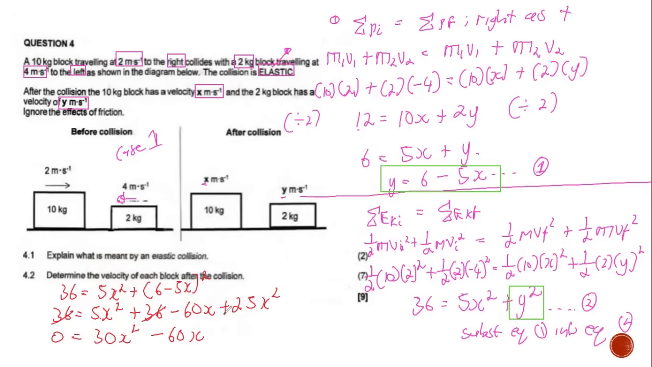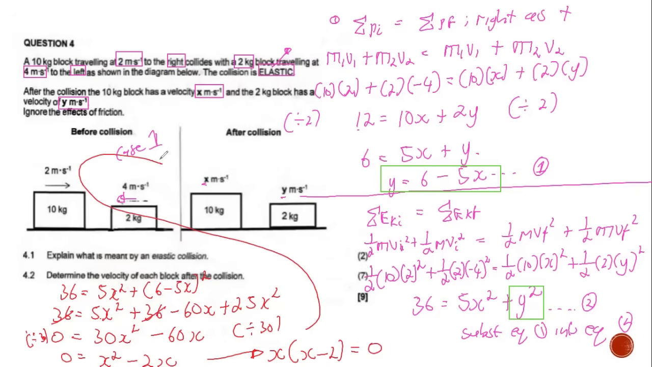Interesting. Then if we divide both sides by 30, then obviously we still have our 0 here. If we divide this by 30, we have x squared only. Divide that by 30, we have minus 2x. Then continuing with this, we have a common factor of x. So this is x bracket x minus 2 is equals to 0.